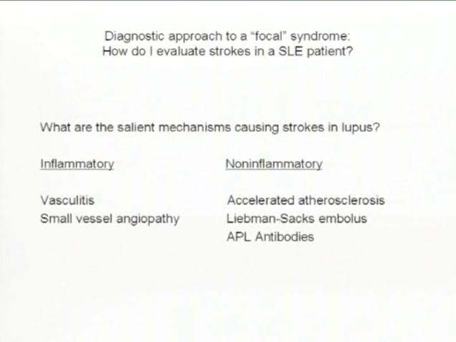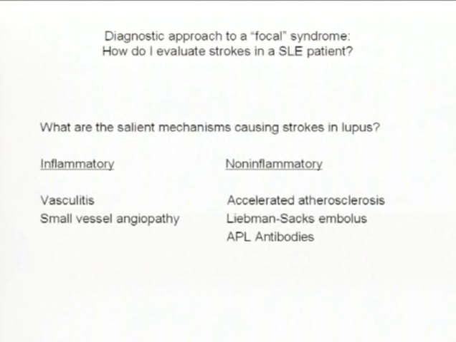seizures. So the first point in the diagnostic algorithm is to ask yourself, what are the salient mechanisms which are causing the strokes? The reason you ask that is because it has divergent treatment ramifications. All disorders should be dichotomized as to whether there's an inflammatory or non-inflammatory etiology. The inflammatory etiologies which might cause strokes in a patient with lupus would include vasculitis and a small vessel angiopathy. However, the non-inflammatory mechanisms are equally as prevalent.